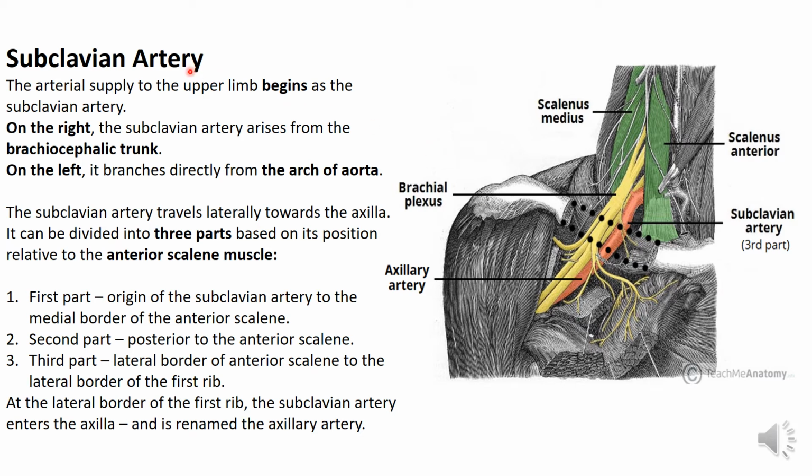Subclavian artery is the main blood supply to the upper limb. It is a continuation of brachiocephalic trunk on the right side and on the left side it directly originates from arch of aorta. It is divided into 3 parts based on its position to the anterior scalene muscle. The first part near to the medial border, second part posterior to the muscle, and third part lateral to the muscle. At the lateral border of first rib, it enters the axilla and it is renamed as the axillary artery.